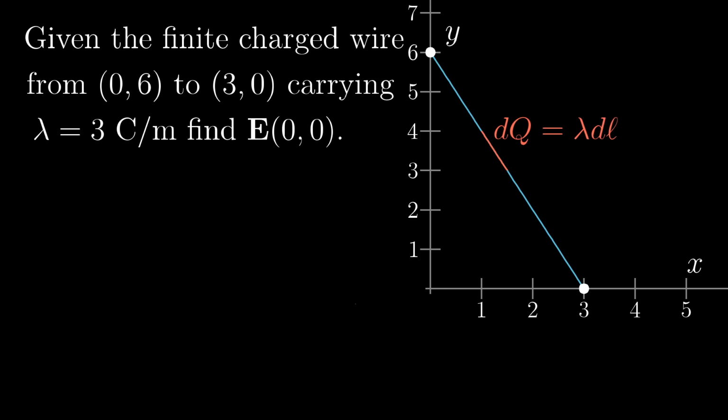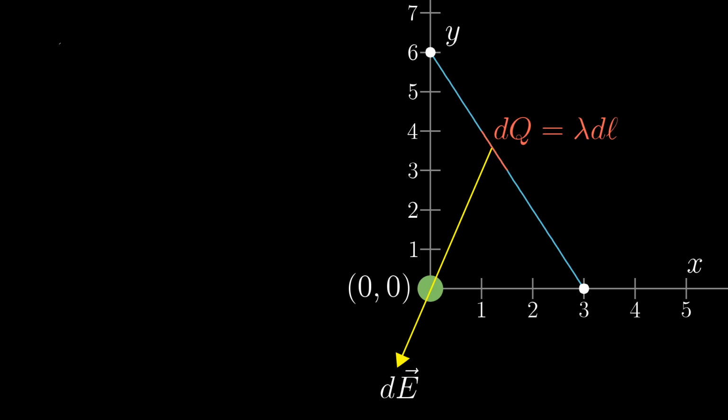So now we want to draw a vector from dq that passes through the origin, which we will call dE. This is the effect that this differential charge has on the origin. Now that we have a basic understanding of the problem, we can begin to write Coulomb's law for an electric field.